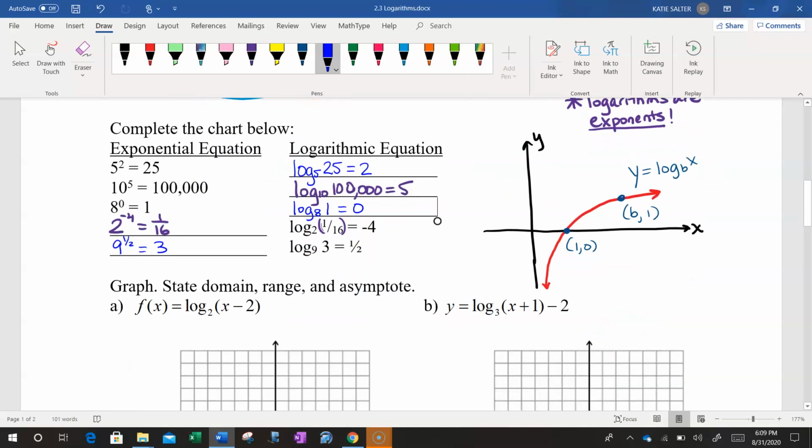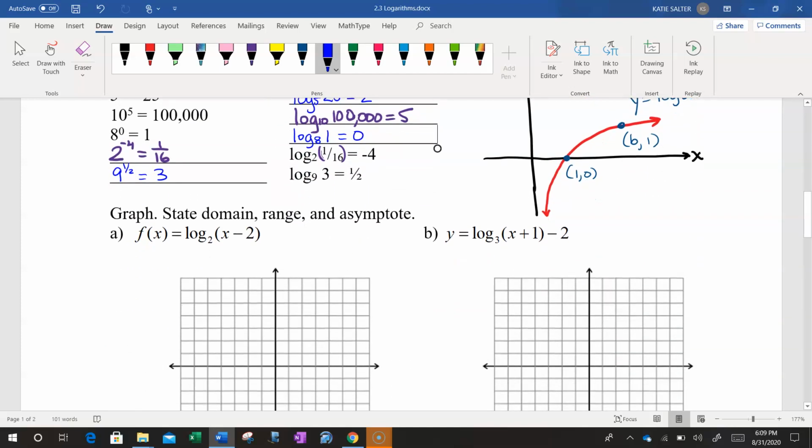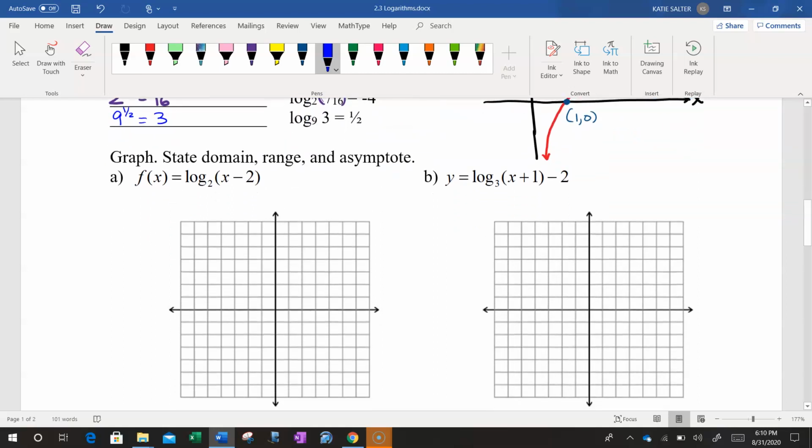All right, so looking at this first one, it says graph. State the domain, the range, and the asymptote. Remember, anything we do inside the function affects it horizontally. Anything we do outside the function affects it vertically.